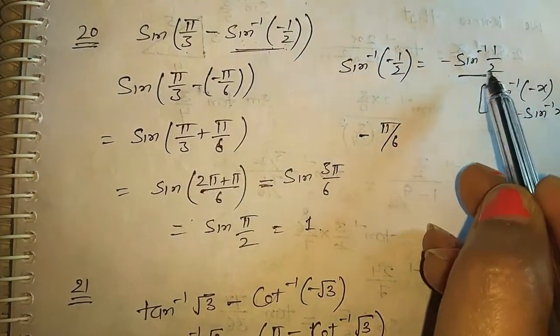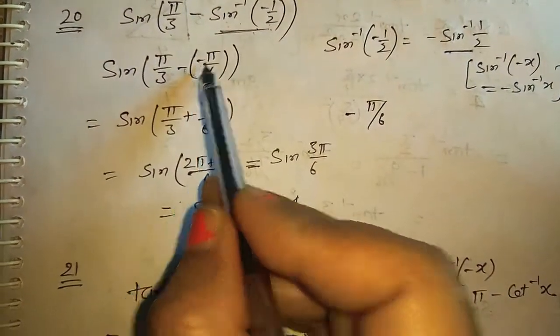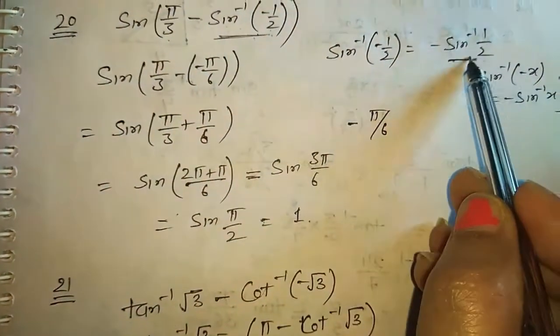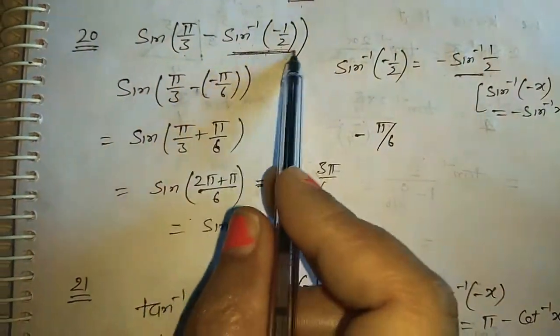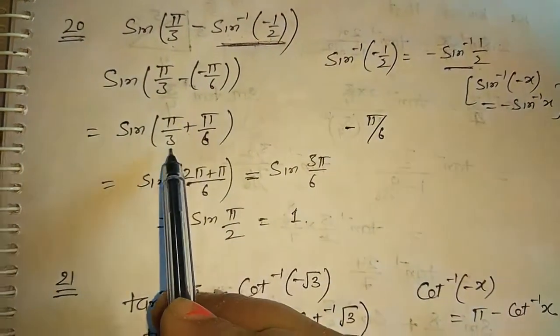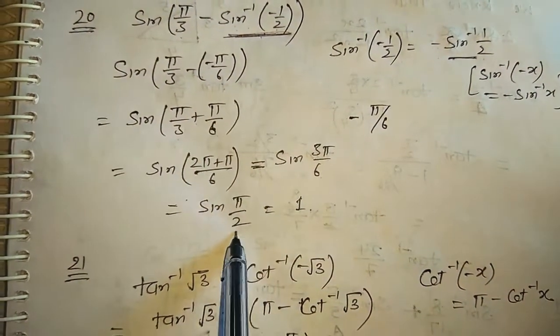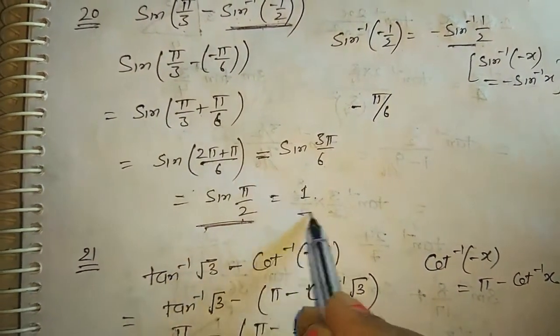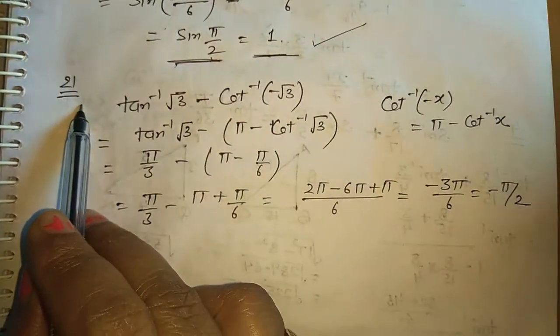And we know that the value of sin inverse 1 by 2 is pi by 6. So its value is minus pi by 6. The minus is outside also, and minus into minus is plus. After solving, we will get 3 pi by 6, that means pi by 2. And we know that the value of sin pi by 2 is 1. So the answer is 1.